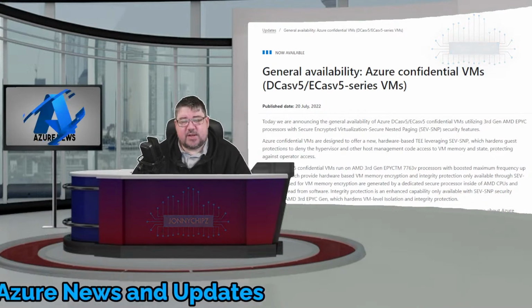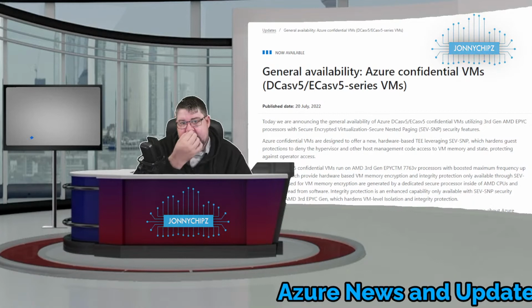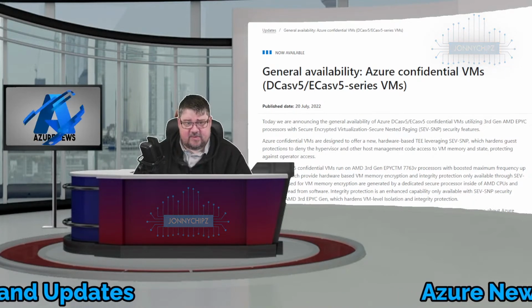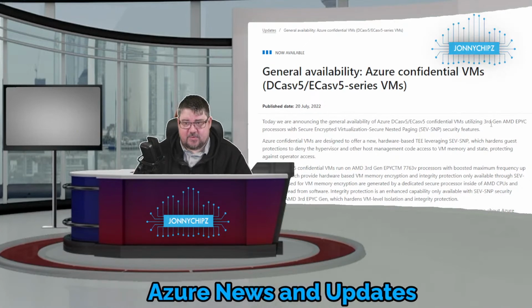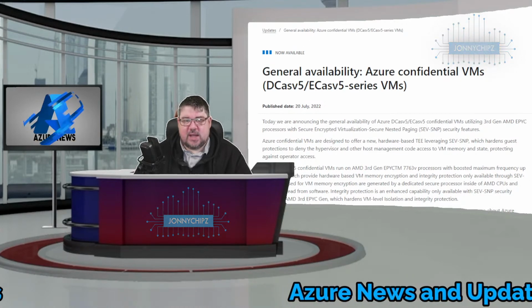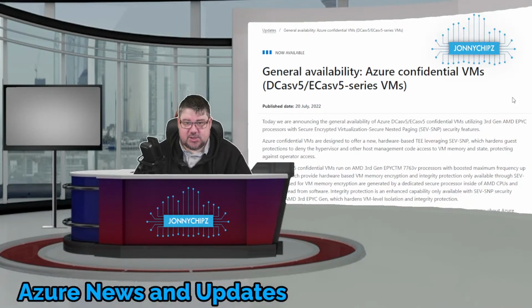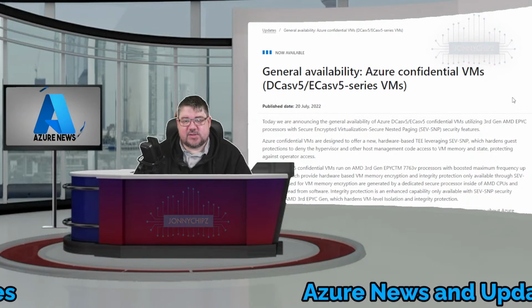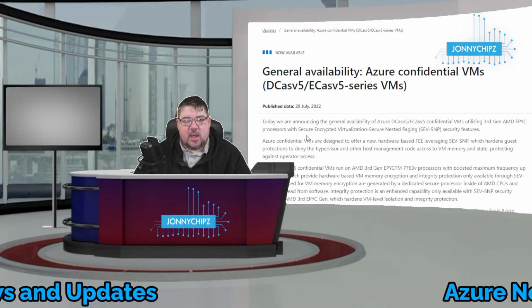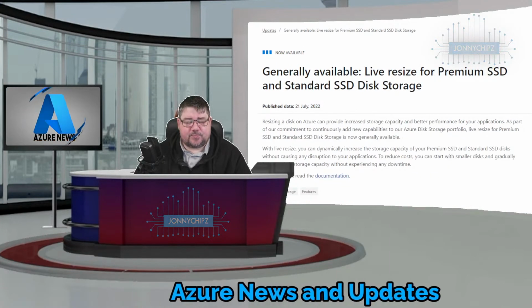Generally available: Azure Confidential VMs. The DCasv5 and ECasv5 series of VMs are now generally available. They're confidential VMs using 3rd gen AMD EPYC processors with Secure Encrypted Virtualization, Secure Nested Paging, SEV-SNP security features. Say that when you've had a couple. Anyway, that's out, generally available. If that's what you need, you've got it.